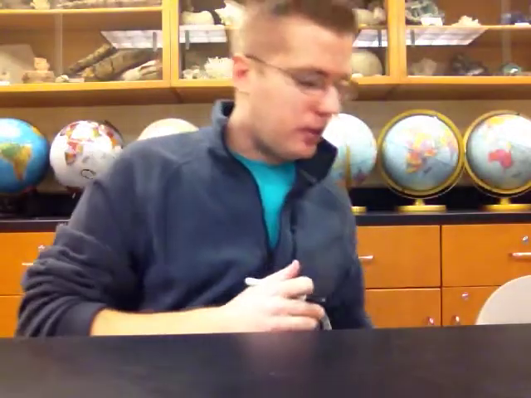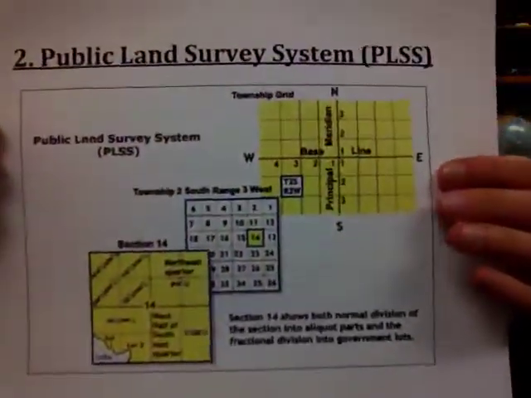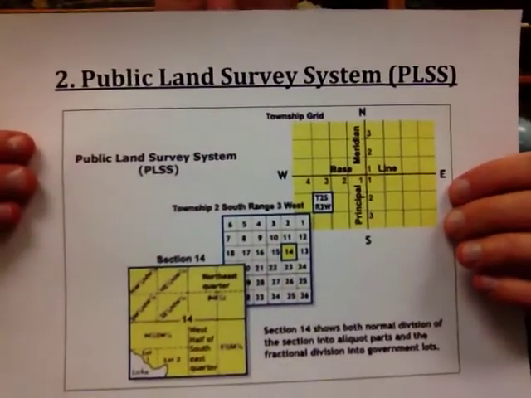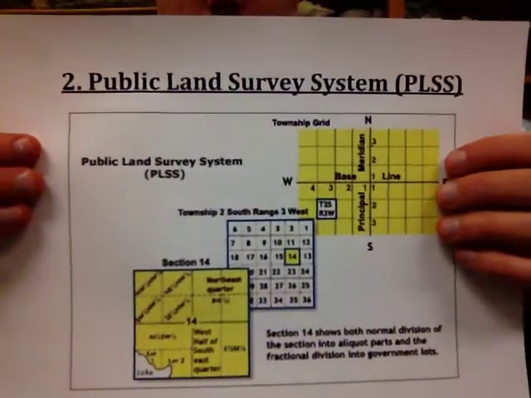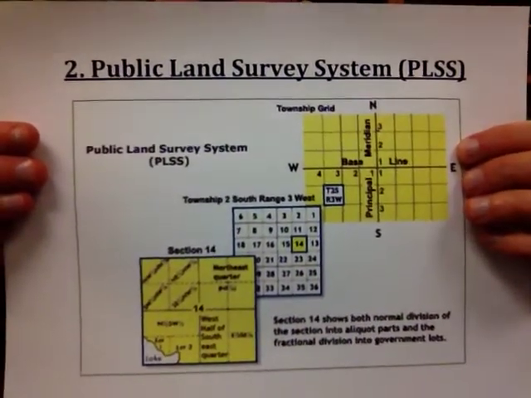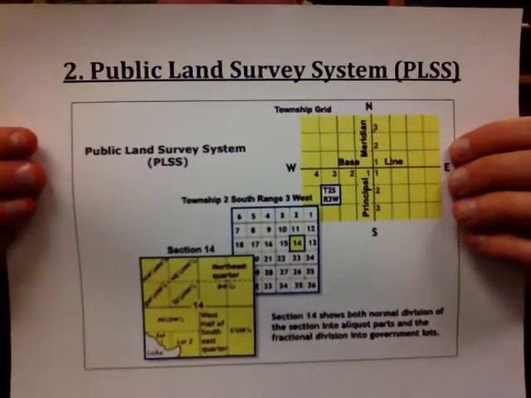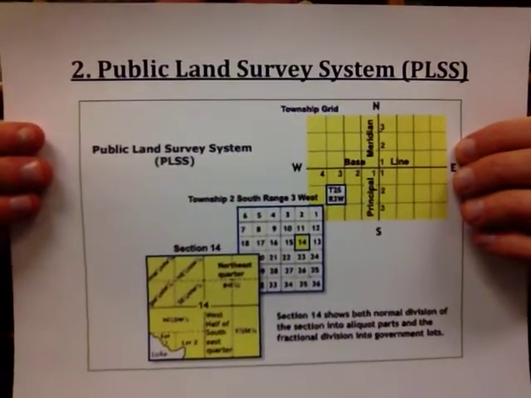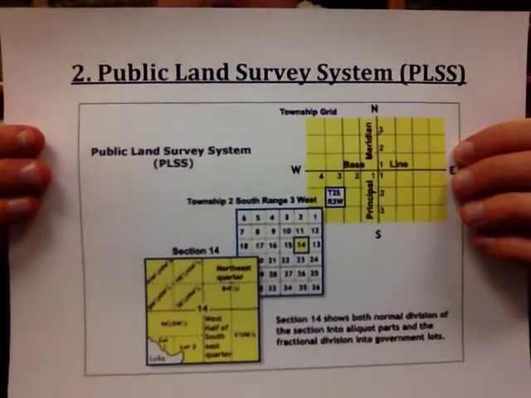The second coordinate system that I want you to be aware of is the public land survey system. This again is arbitrary. We set it up where we want and how we want. This was developed following the founding of our country, the United States. And as new land was acquired, we set up the public land survey system during those acquisitions.